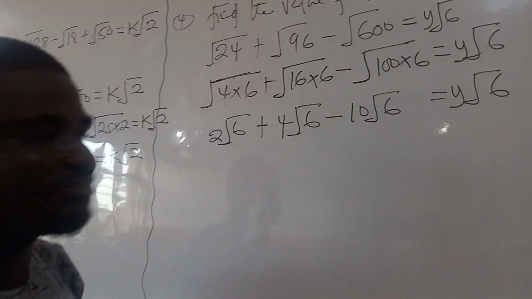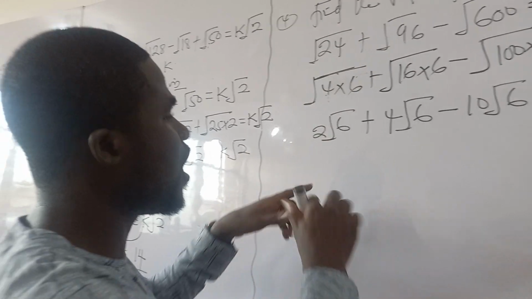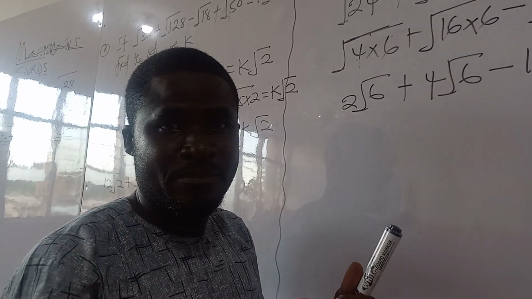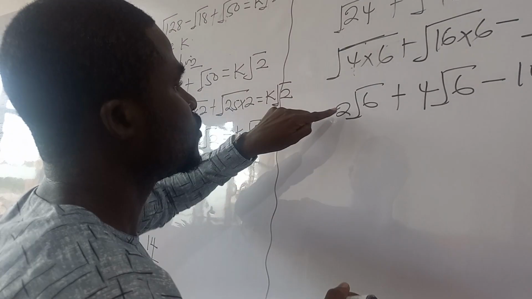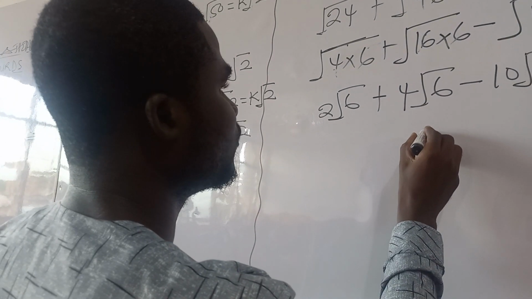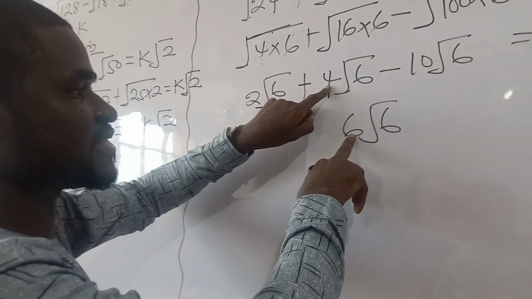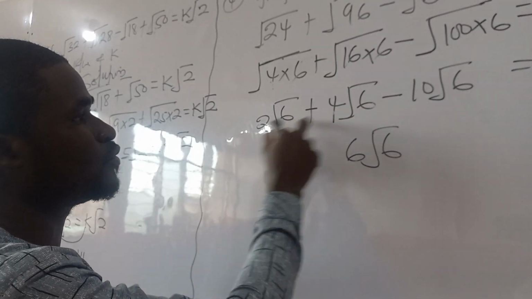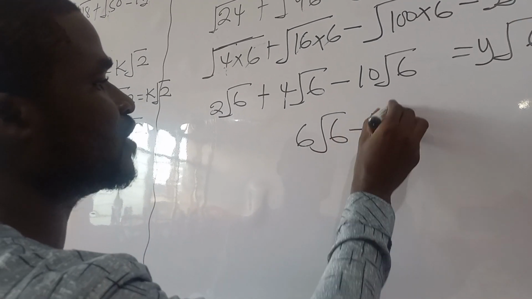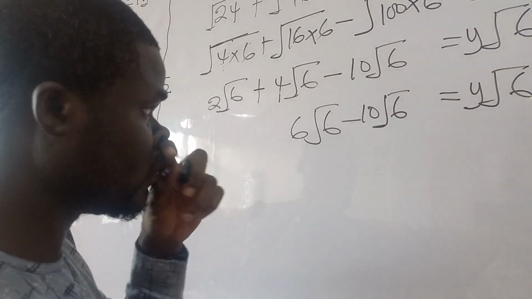Now let's add them. Now we have, they are all like terms: 2 root 6, 4 root 6, 10 root 6. So we can add them. Now look here. 2 plus 4 will give us 6. So I'm going to have 6 root 6. Then one of the roots, you pick one. Minus 10 root 6 equals y root 6.